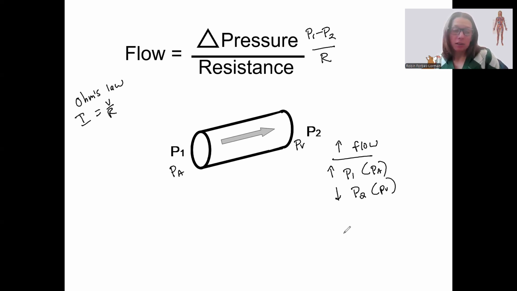Or what's the last way? We could decrease resistance, right? Decreasing resistance would increase flow. For the human body, the resistance we're interested in is the resistance of the entire circuit as it's pumped through. So actually, I will do that on the next slide.